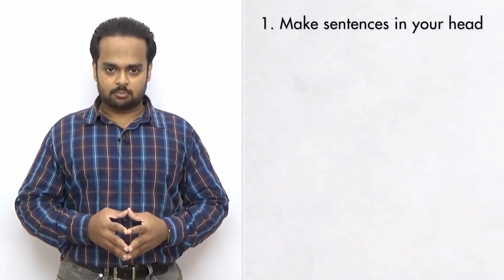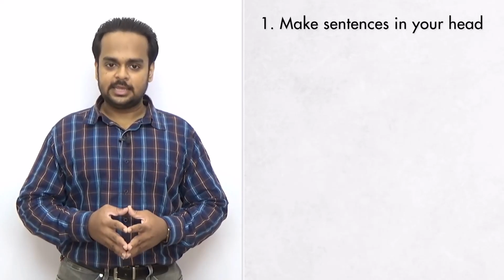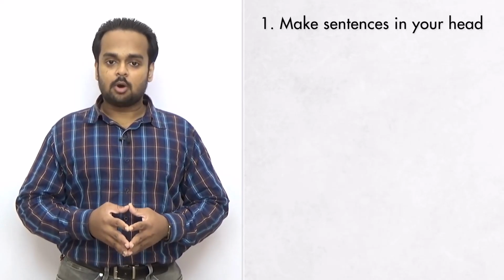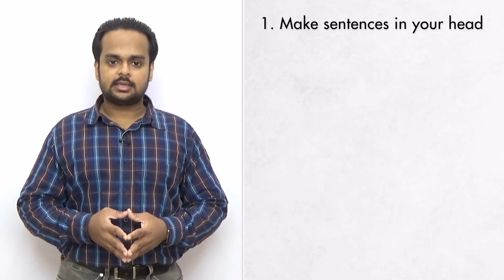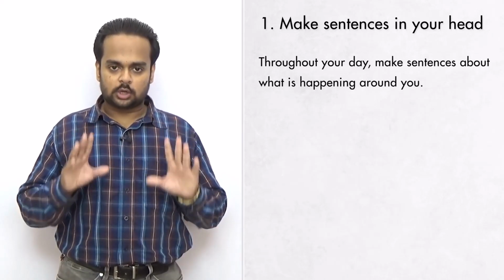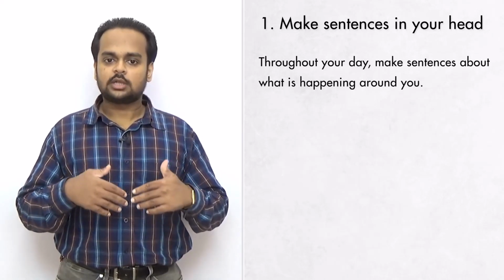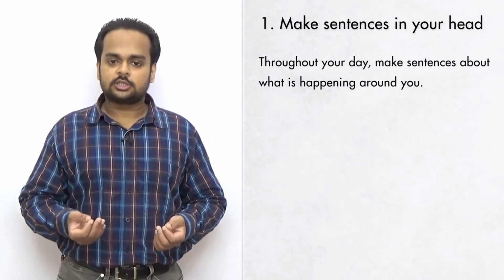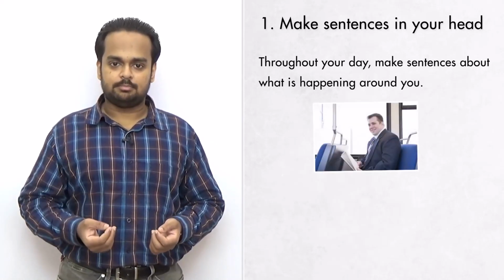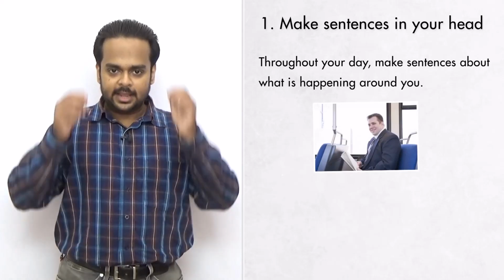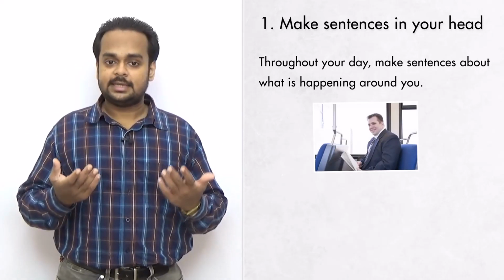Here is exercise number 1. Make sentences in your head. This is the number 1 fastest way to start thinking in English. Throughout your day, make sentences about what is happening around you. For example, let's say that you're sitting on the bus and you're going somewhere. In your head, you can start talking in English.